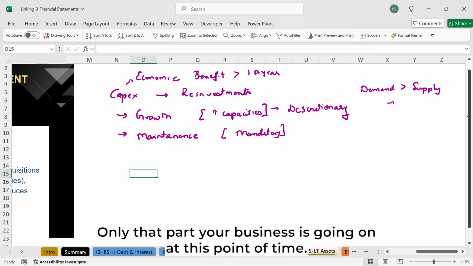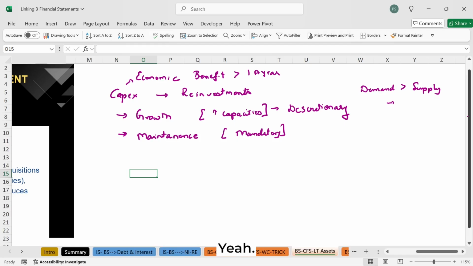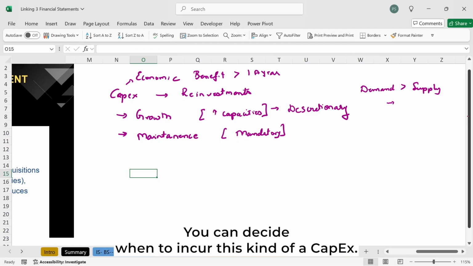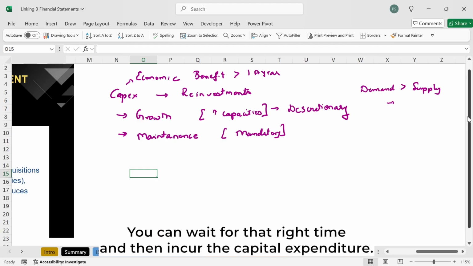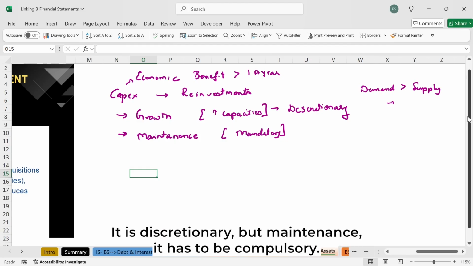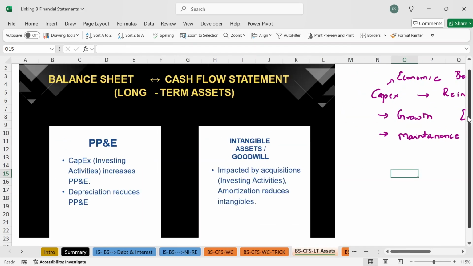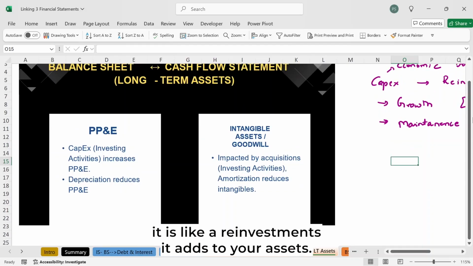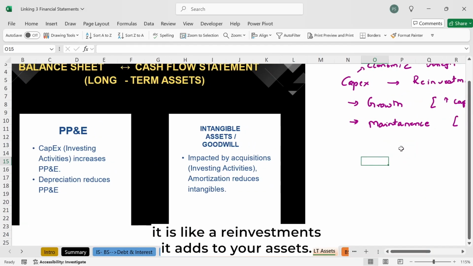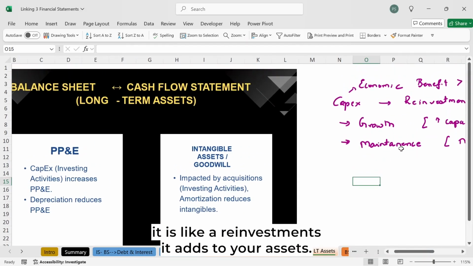Your business is going on at this point of time. You can decide when to incur this kind of capex. You can wait for that opportune time, that right time, and then incur the capital expenditure. It is discretionary. But maintenance has to be compulsory. So your capex, as I told you, is like a reinvestment. It adds to your assets.